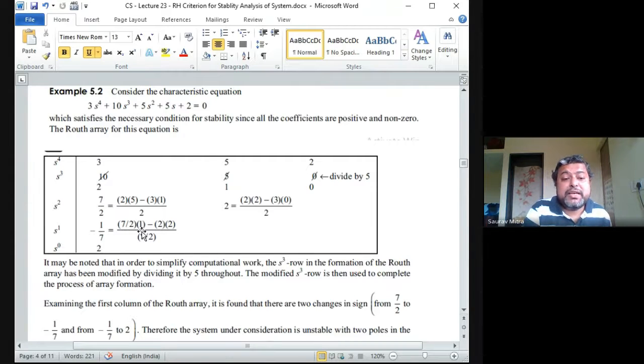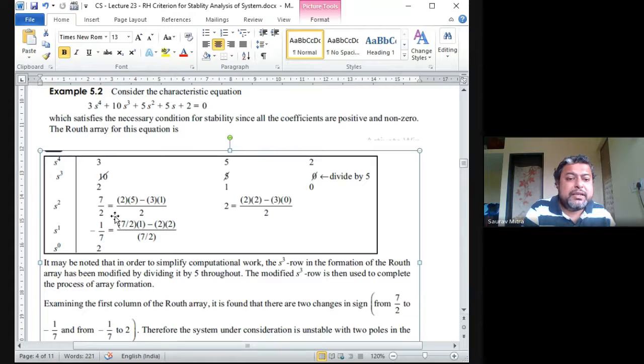Okay. Now what are the elements? 7 by 2, 2, minus 1 by 7 and 0. If nothing is there, then 0. Then how to find it? So this is minus 1 by 7 multiplied by 2 minus 7 by 2 into 0, divided by minus 1 by 7. So what will remain here is 2. So this line again I'll tell you how to find the s^0 row. Minus 1 by 7 multiplied by 2 minus 7 by 2 into 0 divided by minus 1 by 7. That means only this 2 will come here.